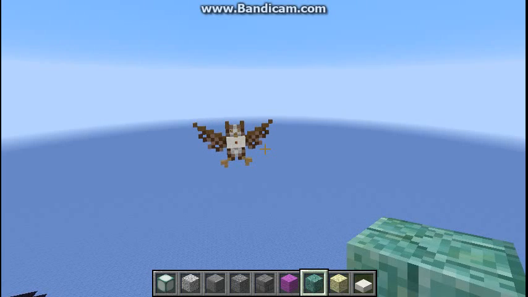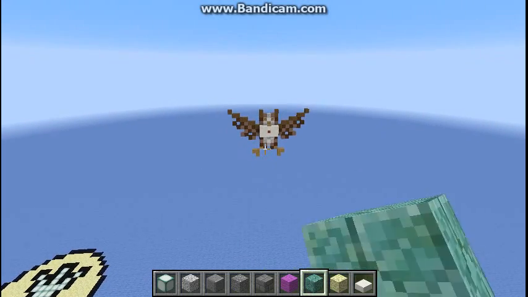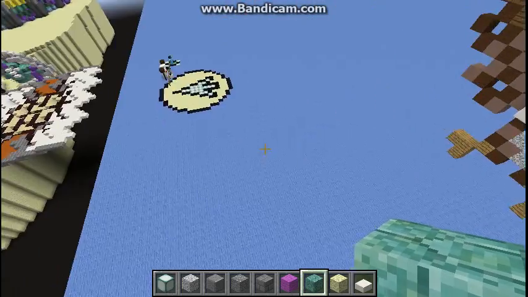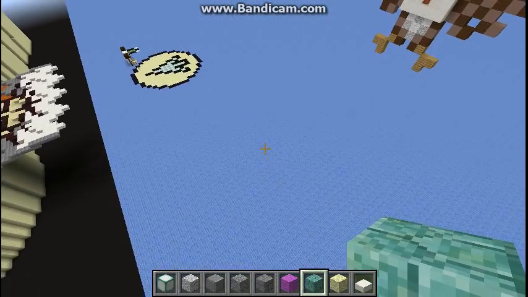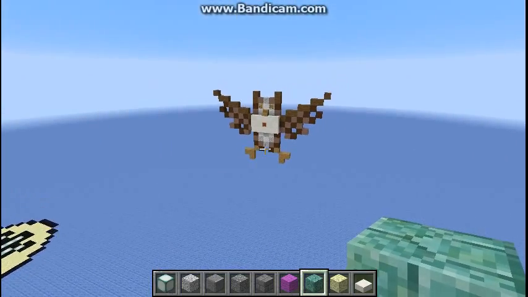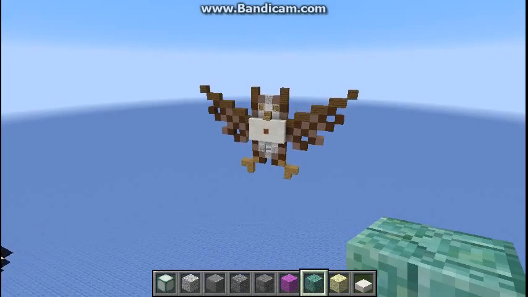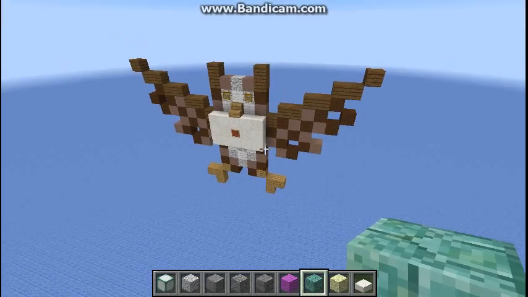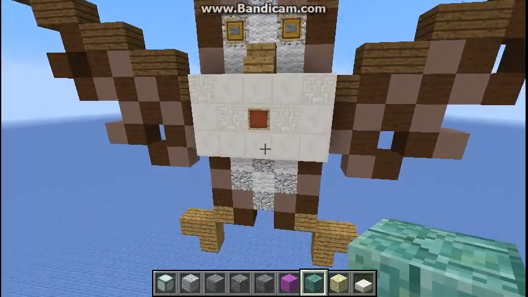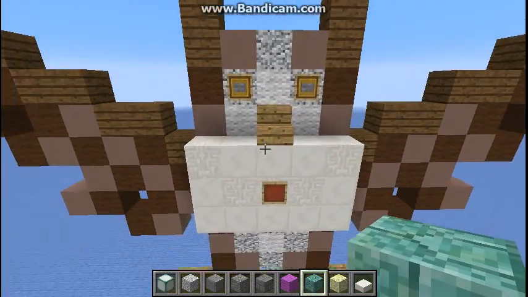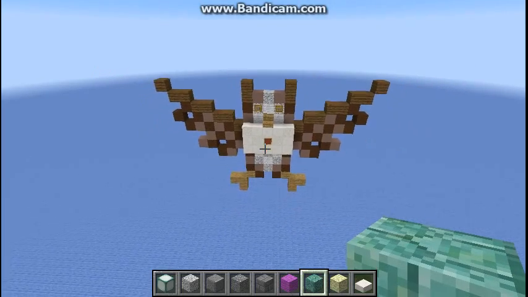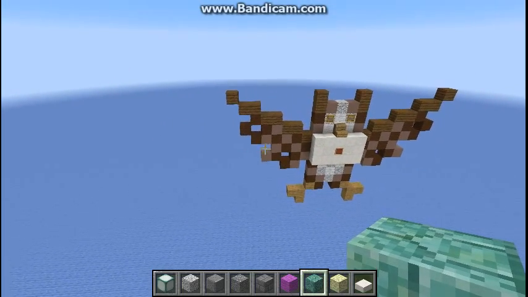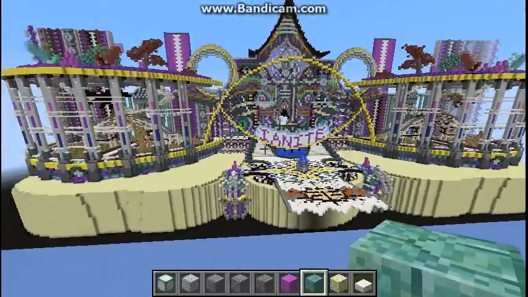Fantastic news, everyone. The owl is moved. He's finally moved and out of my way. This is amazing news. I am most happy with this news because that means I can get a much better point of view for screenshots of this.